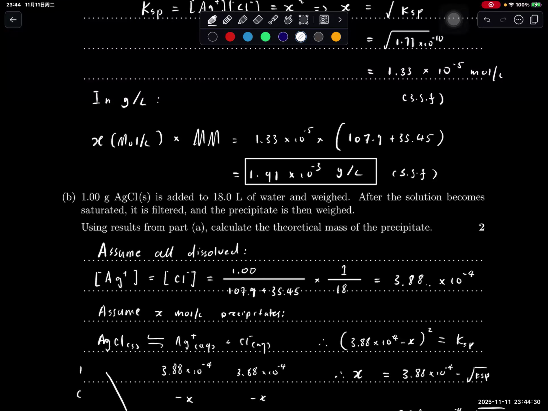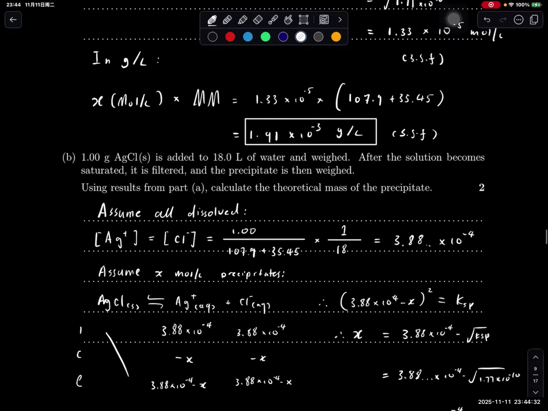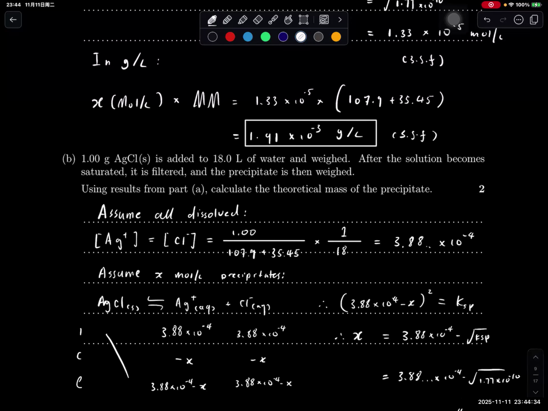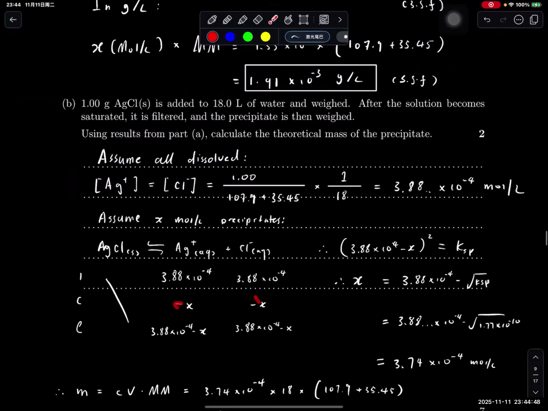And then we use an ICE table to figure out what x is, which is also the mass of precipitate. So using the value I calculated above, I forgot to give the unit. What's wrong with me? Moles per liter for that. And then minus x is the precipitated. And then we end up getting that. So by equilibrium constant definition, you just get that.